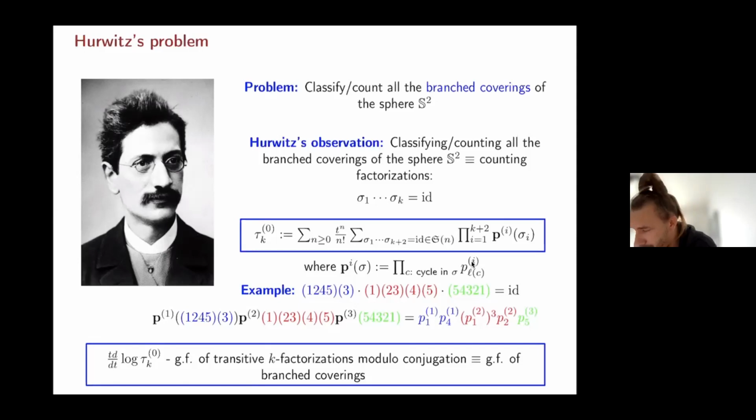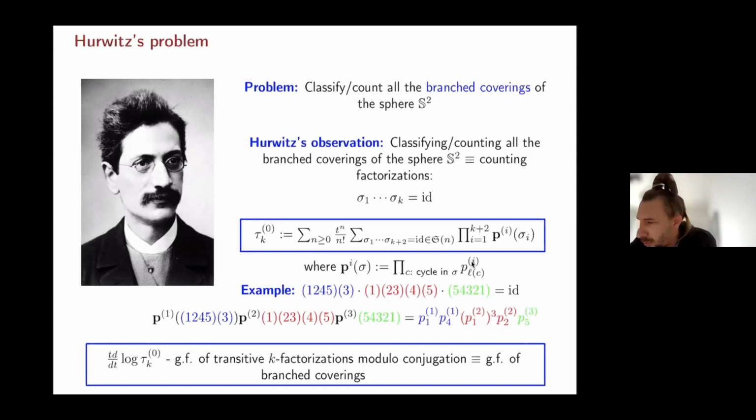So here is an example. For instance, if I have this factorization of identity into 3 permutations, the associated variables will be p_1 and p_4 for the first permutation, because I have one cycle of length 4 and one cycle of length 1. It will be p_1 to the power 3 times p_2 for the second permutation, because I have 3 fixed points and 1 transposition. And for the third permutation, it will be p_5.